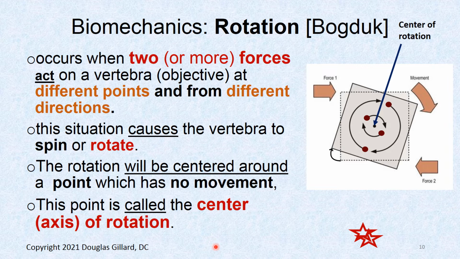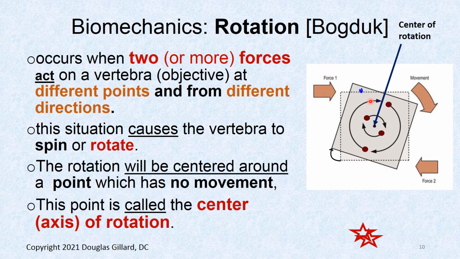All right, rotation. A little different story occurs when two or more forces act on a vertebrae at different points and from different directions. If that occurs, we have one force acting on the original square block here and a force going that way, and it causes it to spin, and that's called a rotation. If you plot little dots here, this was the original, and it goes to here. The bottom line here is that any point you pick on this will have a different degree of motion.